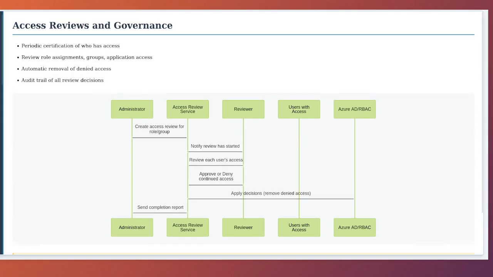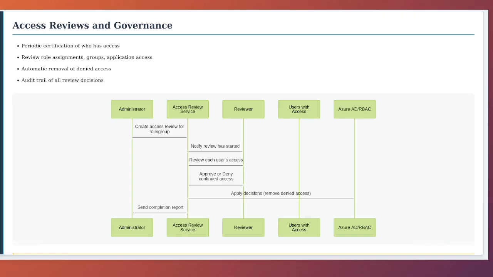AWS doesn't have a built-in equivalent feature, though you could build similar workflows using custom tooling around IAM policies. An access review is a time-bound campaign where reviewers are asked to confirm whether users or service principals still need their assigned access. You can create reviews for Azure AD role assignments, Azure Resource role assignments, group memberships, or application assignments. The review can be one-time or recurring, scheduled to run weekly, monthly, quarterly, or annually.